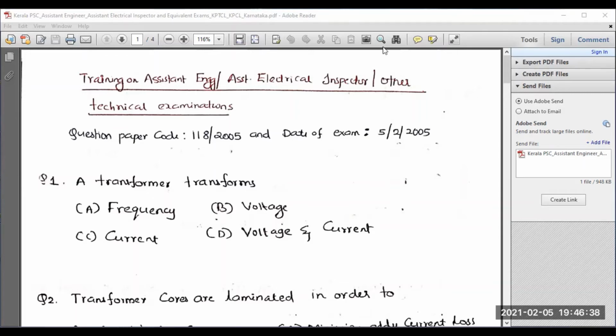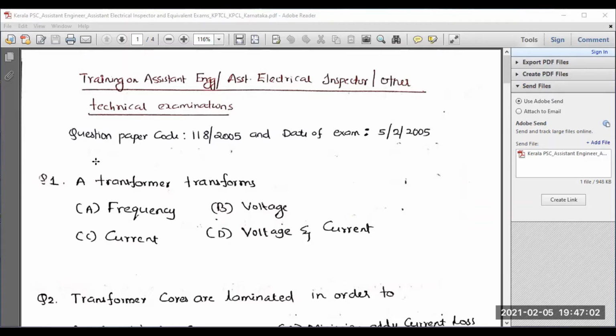Hello everyone. In this session, I'll be discussing training on technical examination. I have selected some question papers from examinations such as assistant engineer, assistant electrical inspector, and other types of examination. And I have mentioned the question paper code and date of exam also. So I am mainly focusing on the topic transformers in this session.